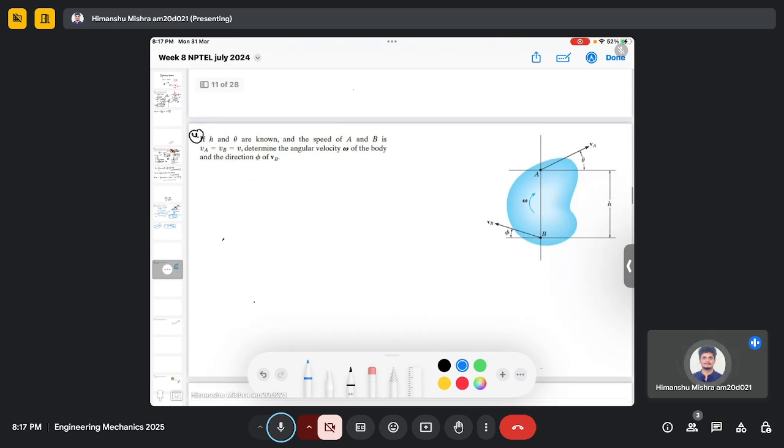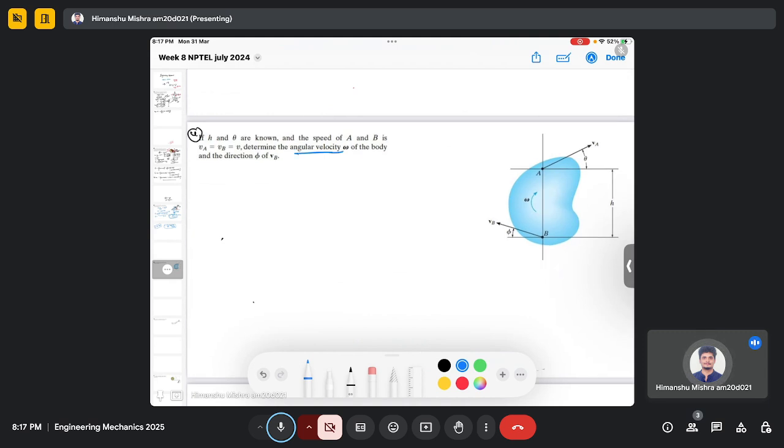So let's solve this one. Here, if h and theta are known, the speed of A and B is v. Determine the angular velocity omega of the body and the direction phi of vB. So basically we will be determining the angular velocity omega here. You can see there are two points now, A and B, and both points are moving with respect to each other. The motion of points A and B is also different. They are in different directions. Even though the magnitude of velocity is the same, they are of different directions, so the motion is different. And here we need to determine the angular velocity omega.